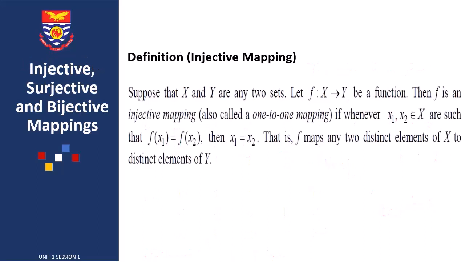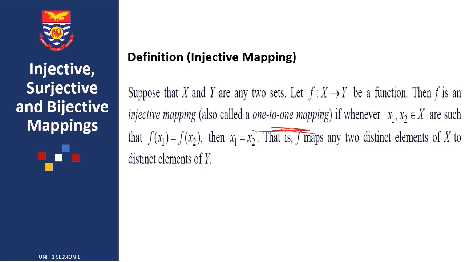Let's check out the next topic. We are looking at injective, surjective, and bijective mappings, that is, various classes of mapping. So what is an injective mapping? Let's look at the definition. Suppose that x and y are any two sets. Let f from x into y be a function. Then f is an injective mapping, and we also call it one-to-one.